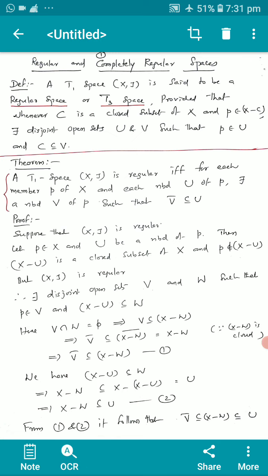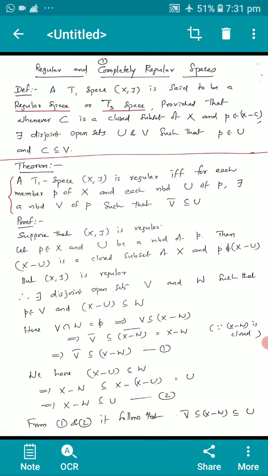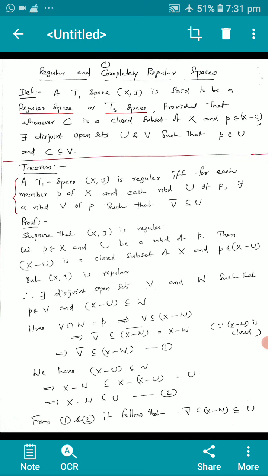So, suppose that X is regular, the first part. And what else is given? P in X and U a neighborhood of P. Then X minus U is a closed subset of X and P is not an element of X minus U. Okay. But X is regular. Therefore, there exist disjoint open sets V and W such that P is in V and X minus U is a subset of or equal to W. This follows from the definition of a regular space.